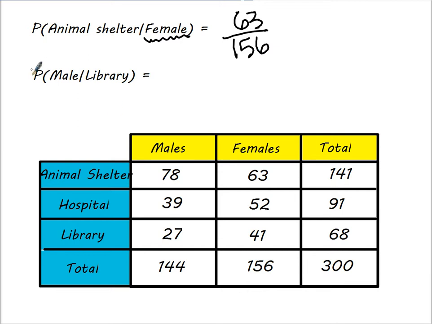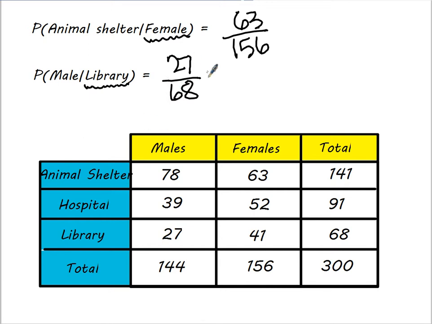The second one says, what's the probability that if I pick a person from this group, that it's a male, given that they work at the library? So now the second part of my conditional probability says, I know that they work at the library. How many of those people are men? So how many work at the library? 68 of them. I'm not talking all 300 people anymore. I'm talking the 68 people that work at the library. And how many of those are men? 27.